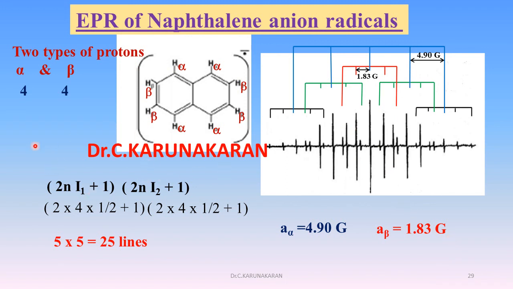The formula used to calculate the number of lines is (2nI plus 1) into (2nI plus 1). Therefore, 2 into 4 for the protons with I equal to 1 by 2 gives 5 times 5. Therefore, there are 25 lines. It agrees with the number of lines obtained in the actual spectra.